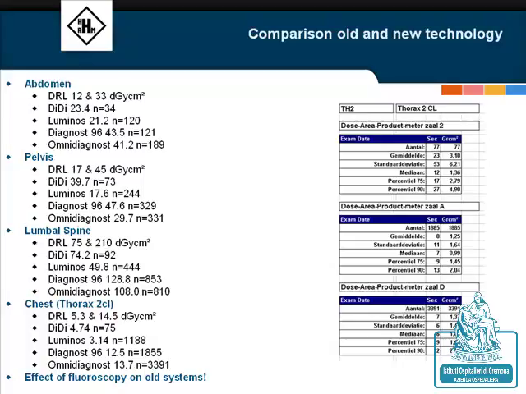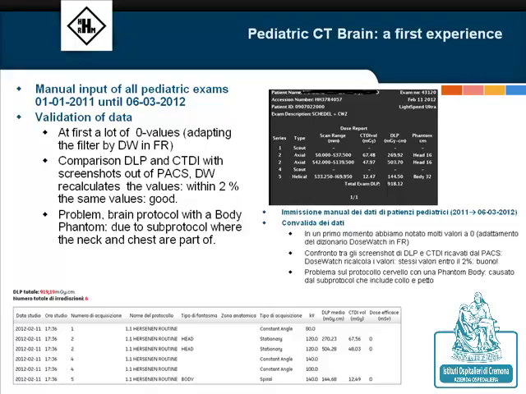And previously, we had a dose which was double, due to fluoroscopy, which we didn't know. Then we started with pediatric CT of the brain. But first we had a lot of zero values, so we had to adapt a little bit. Of course, you need to compare between the PACS and what is in DoseWatch. And there you see that there are slight differences.